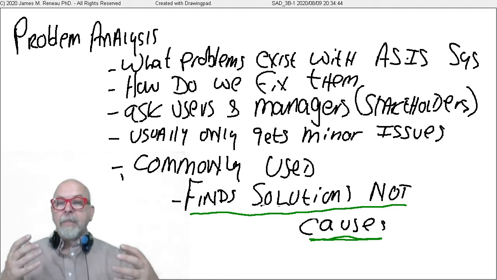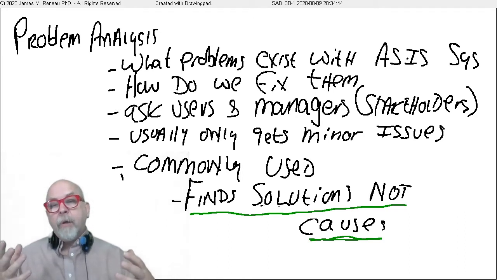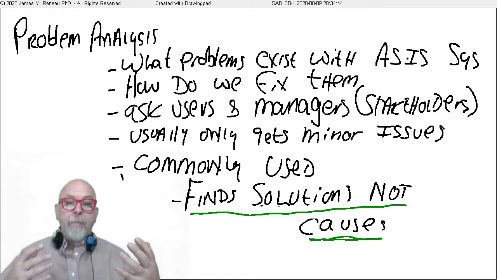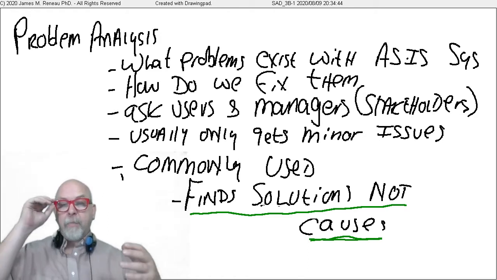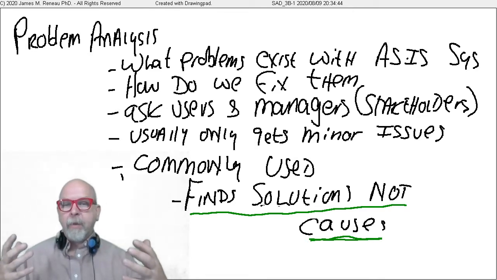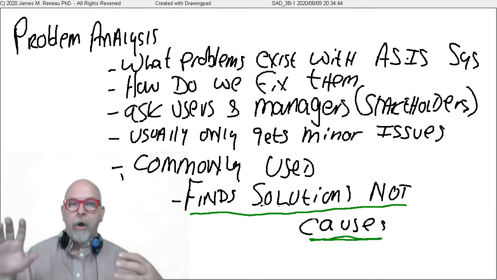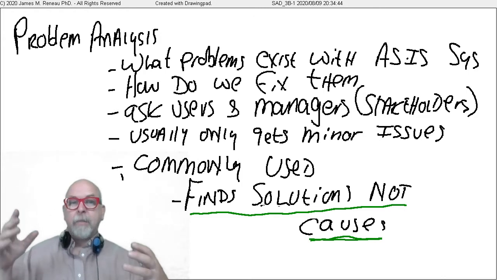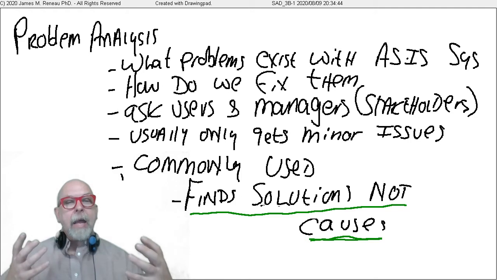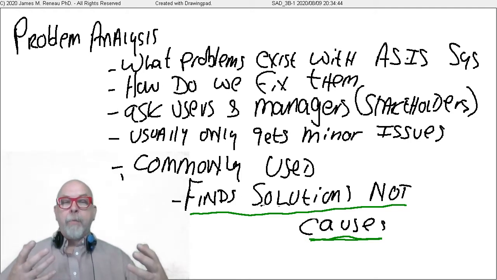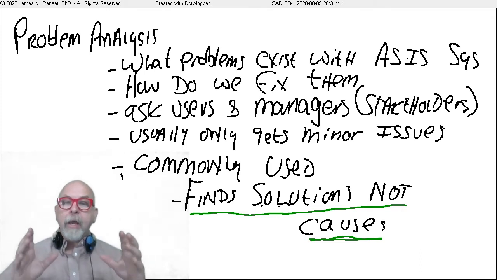What problems exist? And when I mean old system, we may not have a computer system. It may be a paper system, or an ad hoc spreadsheet kind of system, or an old computer system that was developed by people long gone and we don't really even understand the system. But what problems exist with the as-is system? And how do we fix these problems? So we're going to be looking at the current system, and we're going to be looking at the problems with the system and how do we fix those problems.